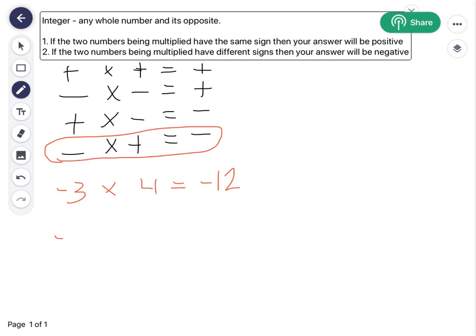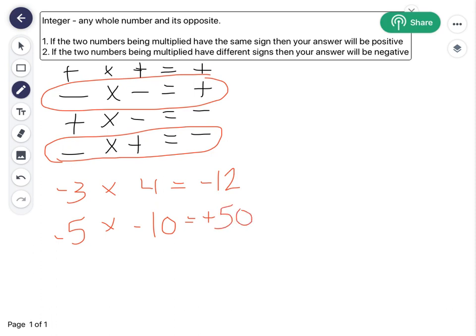If we had -5 times -10, I look up and try to remember my rule. So here it is: a negative times a negative gives me a positive. So my answer is going to be positive. I don't have to put a positive sign here, but if you really want to, you go right ahead. And 5 times 10 is 50.